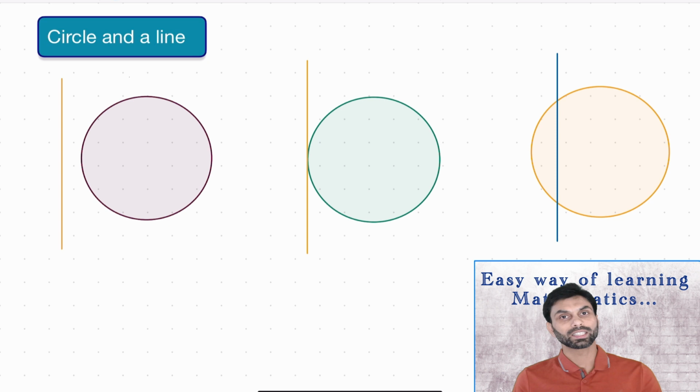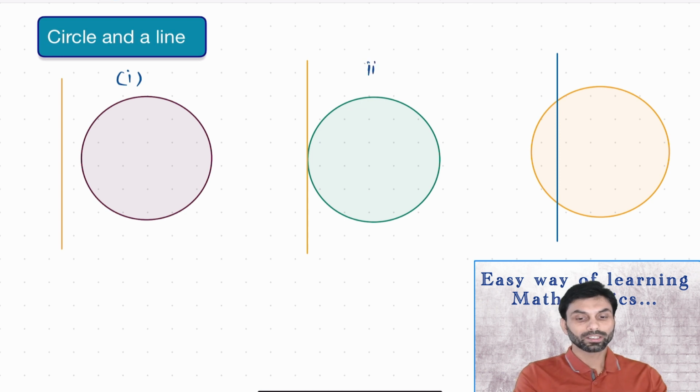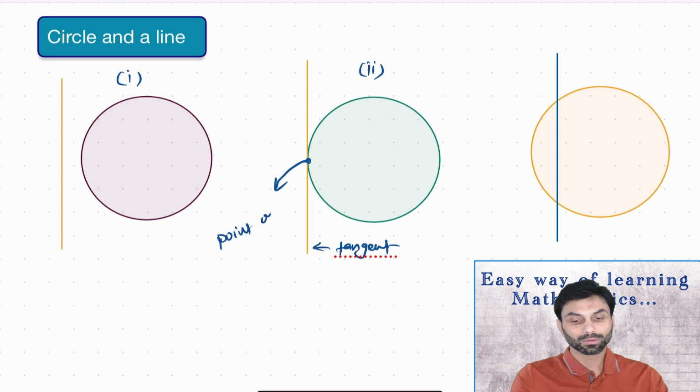Now when there is a circle and there is a line, again there are three different possibilities. The first possibility is the line is neither touching nor intersecting the circle. The second is where the line touches the circle. At this point we can see the line is touching the circle, so the line is called a tangent, and the point where it touches the circle is called the point of contact.